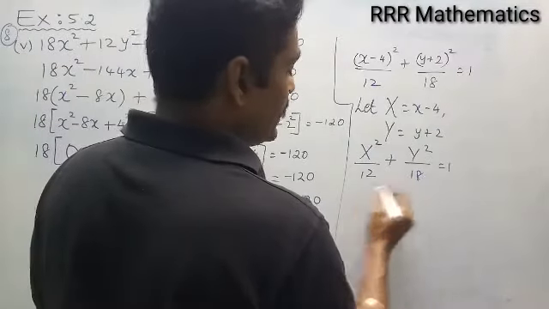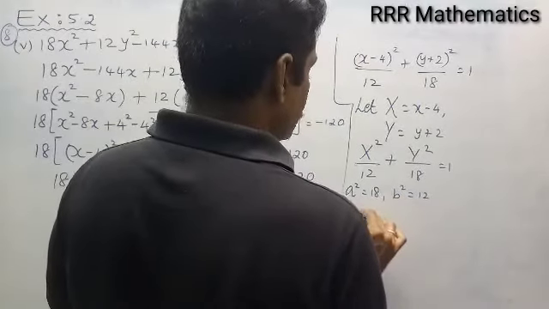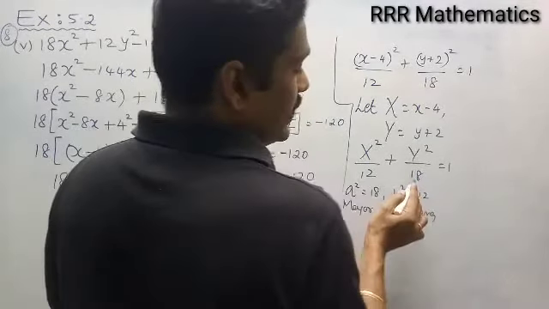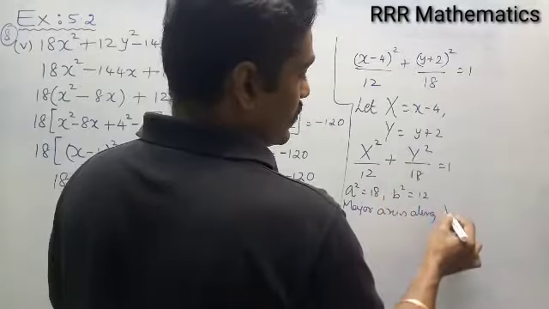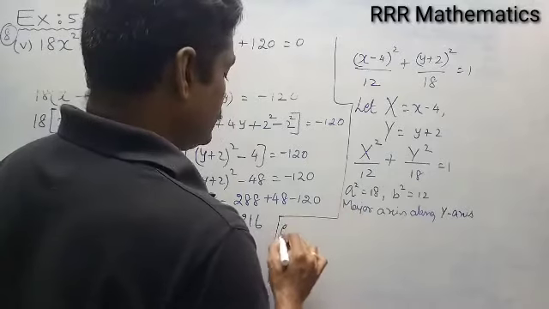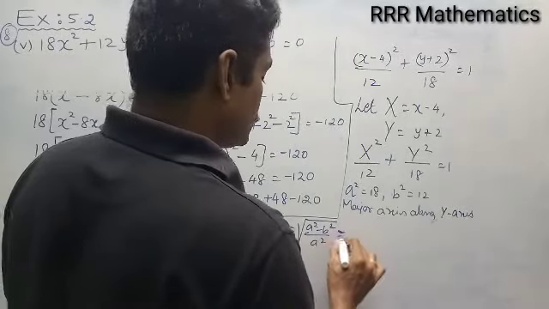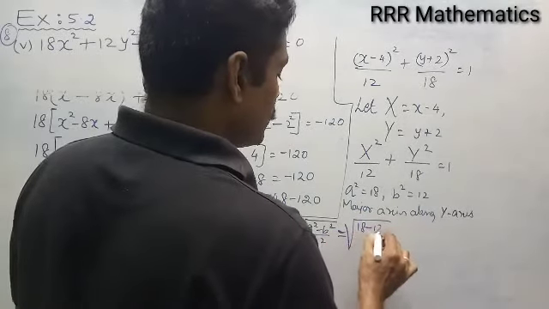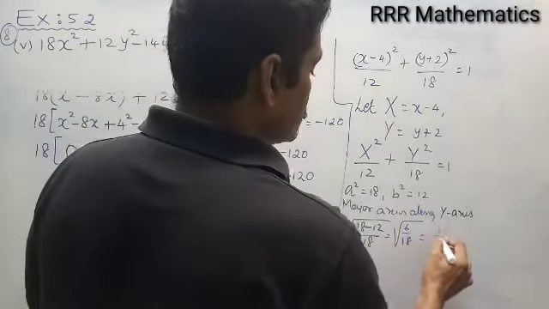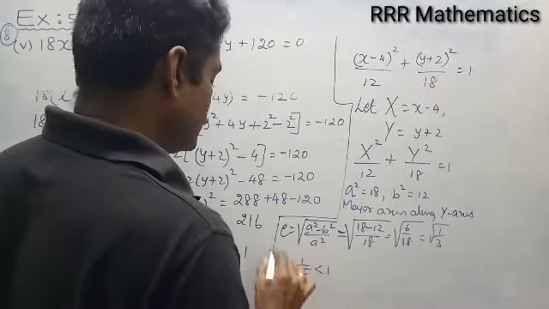Therefore, which has more value? 18. a square is 18, b square is 12, and the major axis is along 18, which is more than 12, which appears in the denominator of Y square. Therefore, capital Y axis. Now finding the e value. e is square root of (a square minus b square) by a square, which is square root of (18 minus 12) by 18, which gives 6 by 18, which gives 1 by 3. Therefore, e value is 1 by root 3, which is less than 1.